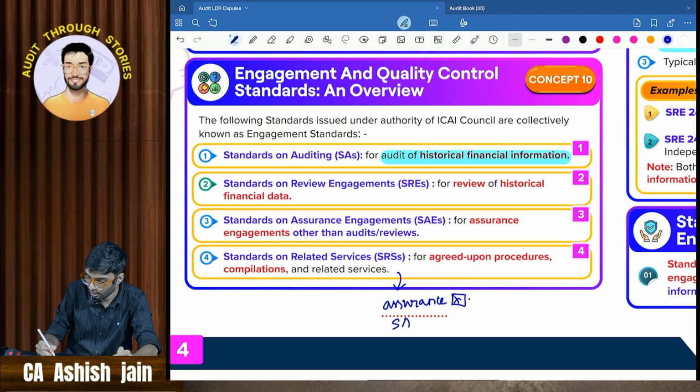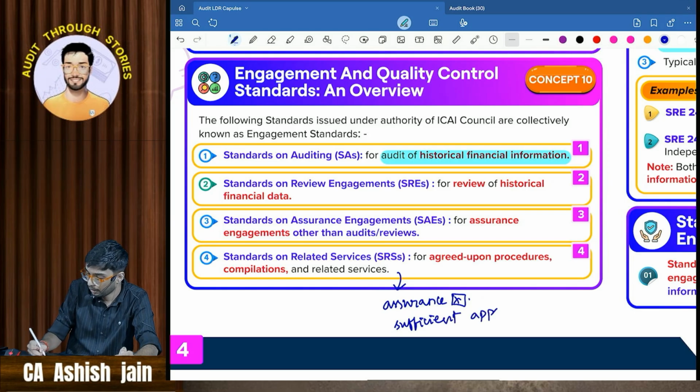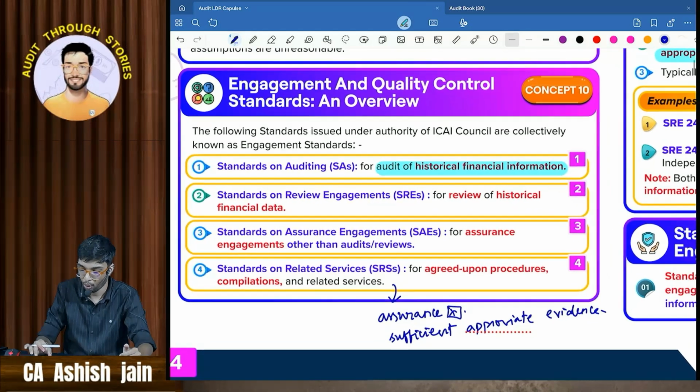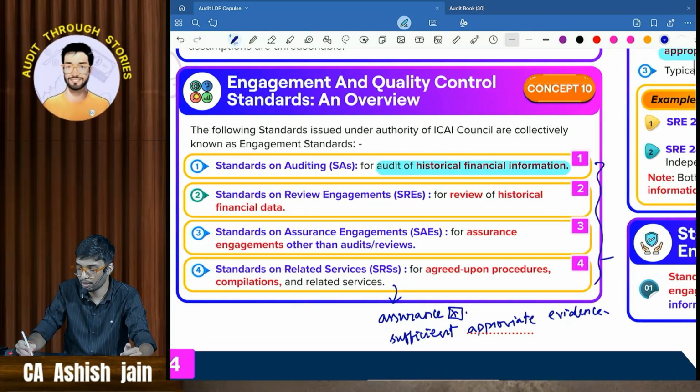Okay. So sufficient appropriate evidence is all you have to use. Don't use sufficient appropriate audit evidence. Sufficient appropriate evidence only you have to write in your examination. Don't use the word audit over here. So all these 4 things you will be learning in depth in your CA final, nothing to worry.